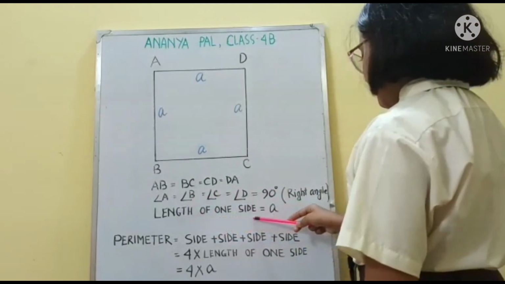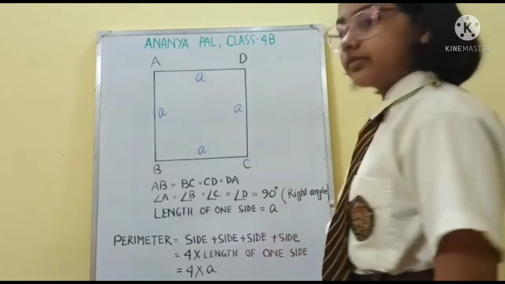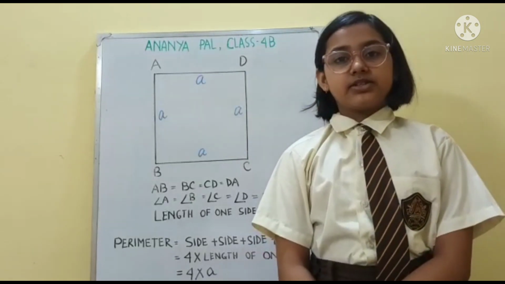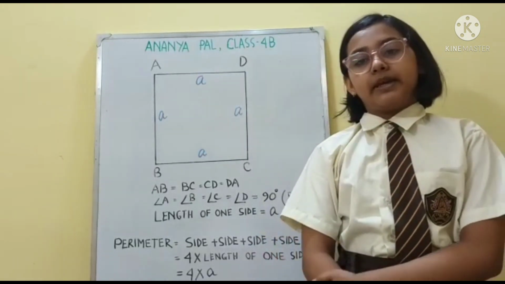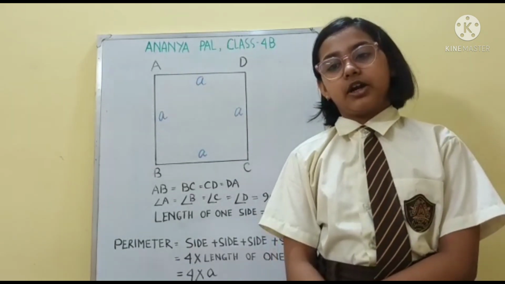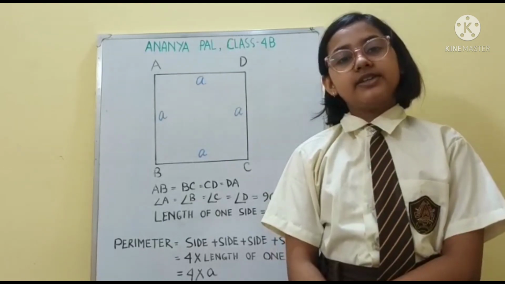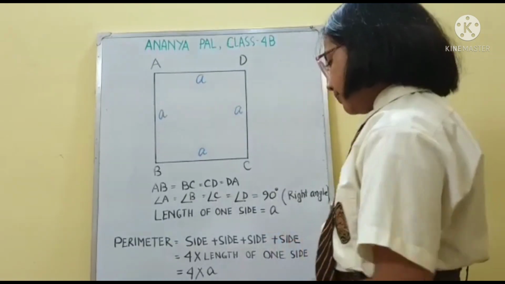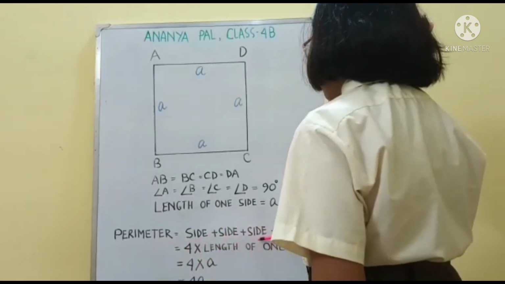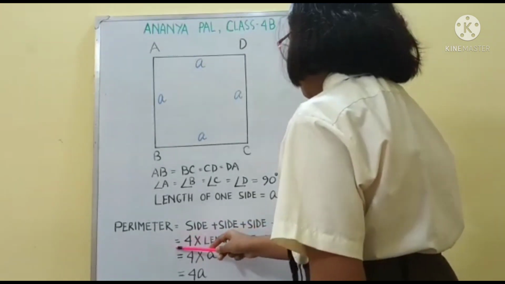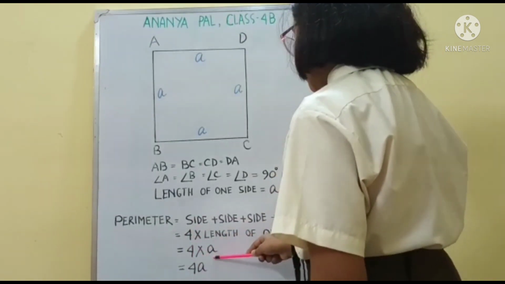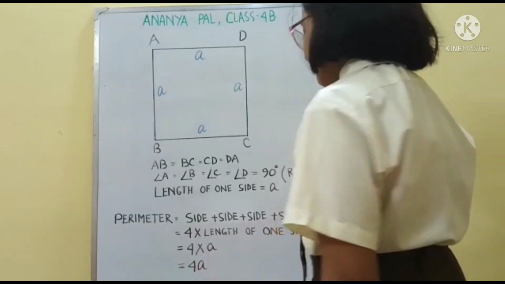Length of one side is A. Perimeter. First I will say the perimeter's definition. The perimeter is the sum of length of all the sides of a plane figure by which its area is bounded. So, perimeter of square equals side plus side plus side plus side equals 4 times length of one side equals 4 times A equals 4A.